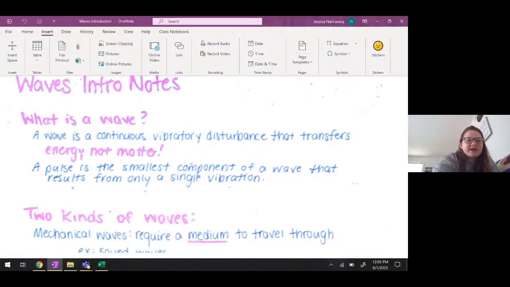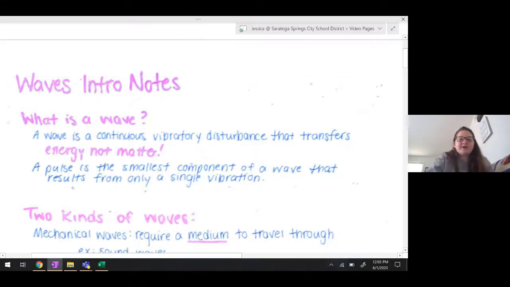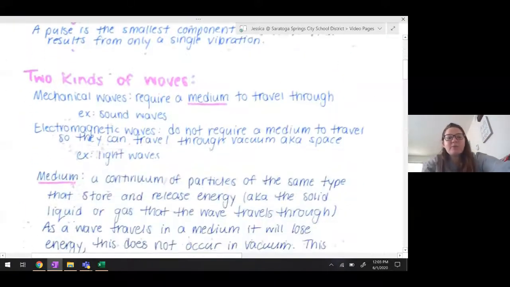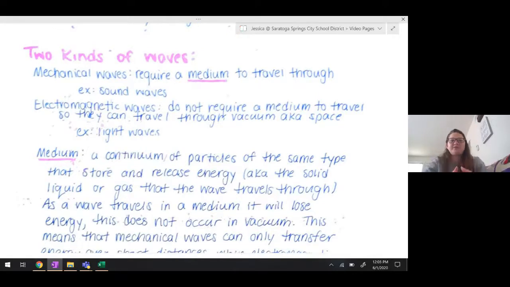Let me just go ahead and get my highlighter ready. Okay. So there are two major kinds of waves, and the wave that we're really going to focus in on in this unit is mechanical waves. So sound waves, things like that. Mechanical waves require some type of medium to travel through, and I'll talk about what a medium is in a second. The example is sound waves. So sound waves require some type of medium to travel through.